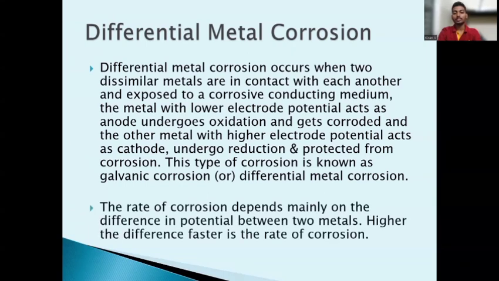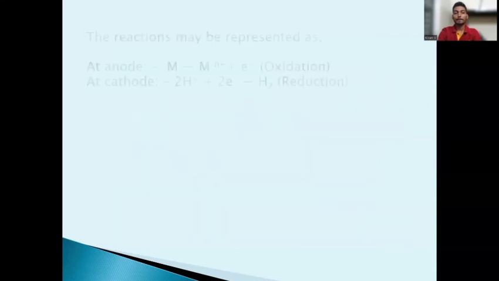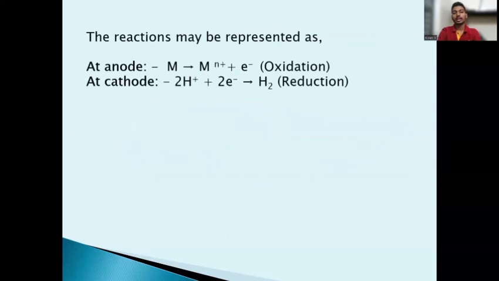The rate of corrosion depends mainly on the difference in potential between the two metals. The higher the difference, the faster is the rate of corrosion. The reactions may be represented as: at anode, oxidation takes place, where the metal undergoes oxidation and gives metal ion and electron. At cathode, reduction takes place, where hydrogen ion is reduced to hydrogen.